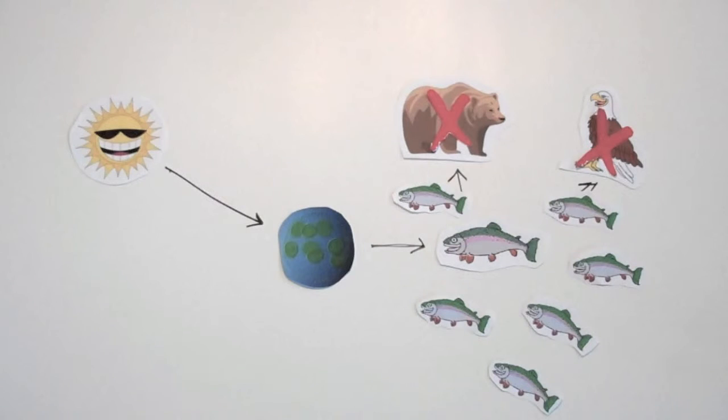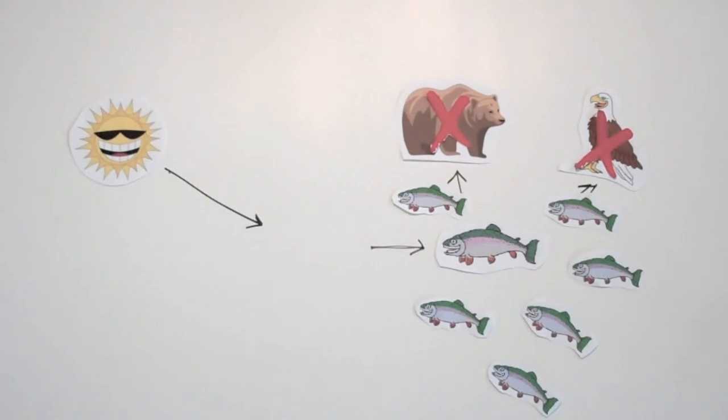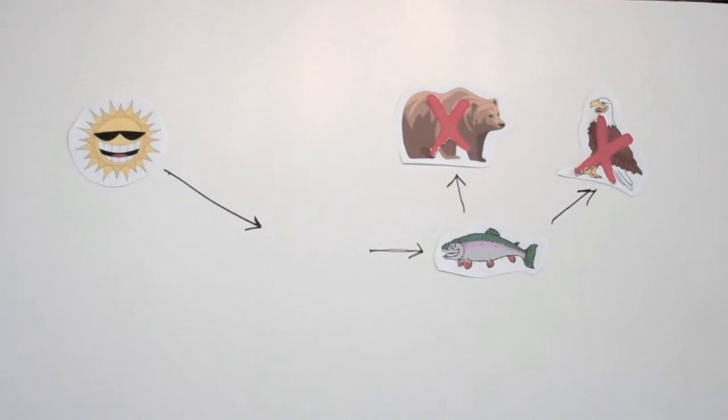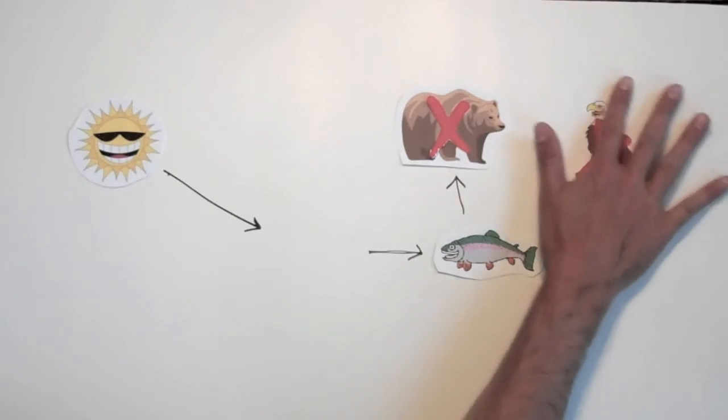Now there are too many fish. They end up eating all the algae. And then when there's no more algae for the fish to eat, the fish will start dying. And now all the organisms in our food web have either died or gone extinct.